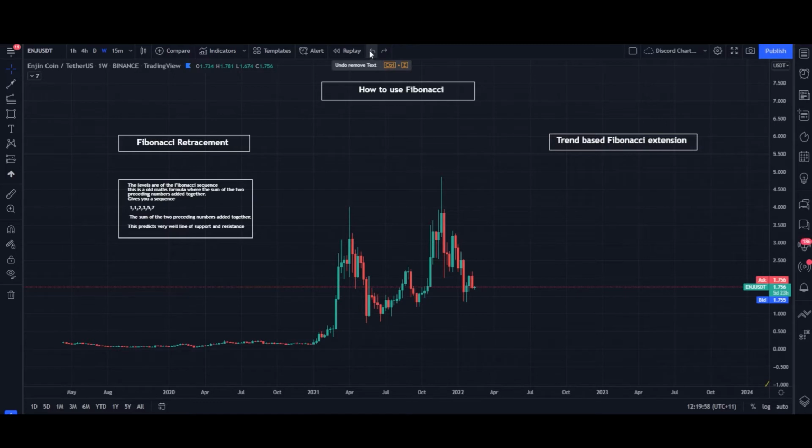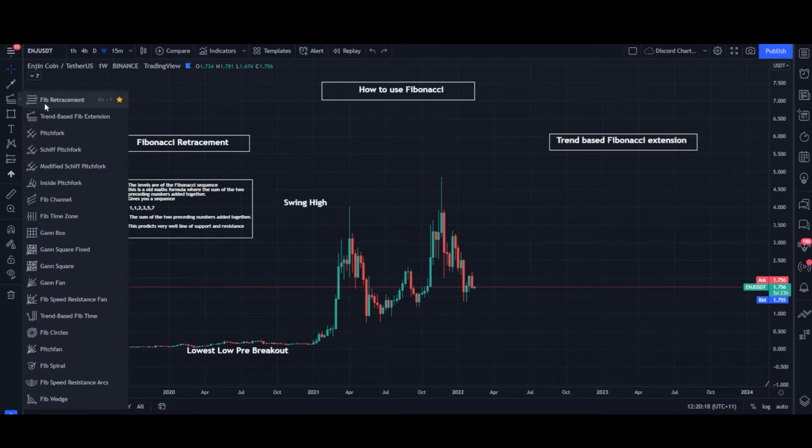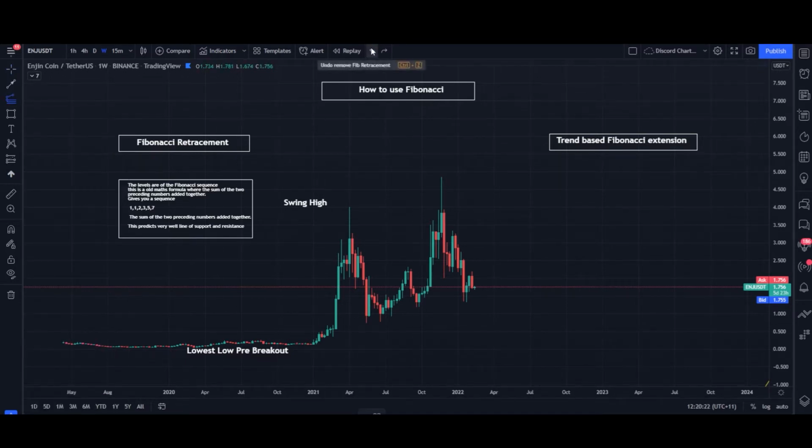So what we need to do is, first of all, establish which way the trend's going. Before we do that, we start off with the lowest point pre-breakout, which would be this point just down here. Next, we need to establish the top of the swing cycle, which is also known as the swing high. Once you've got this, you can go to this tool here, click on Fibonacci retracement, and then you'll be able to plot from the swing low to the swing high, and it'll give you this.